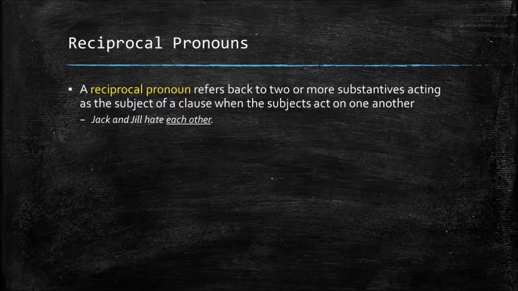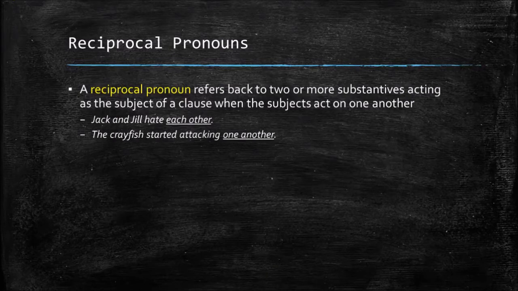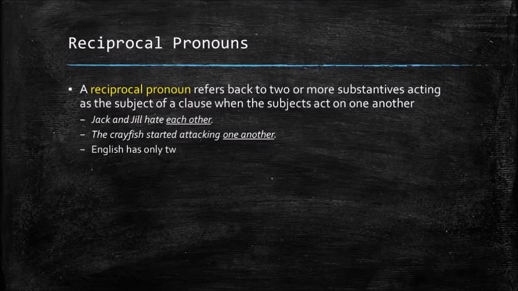Jack and Jill hate each other. Each other is a reciprocal pronoun because it's referring back to two substantives that are acting on each other, or interacting in some way. They have hatred toward one another. The crayfish, or crawfish, spelled crayfish, there we go, started attacking one another. Okay, so we have this group of substantives that are interacting with one another. So that's when we use the reciprocal pronoun.